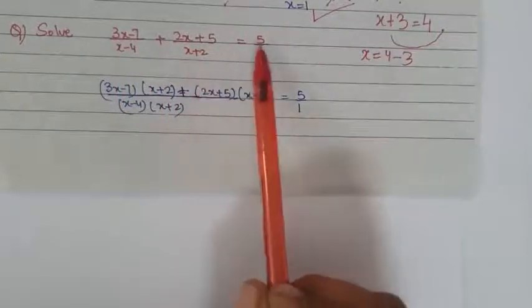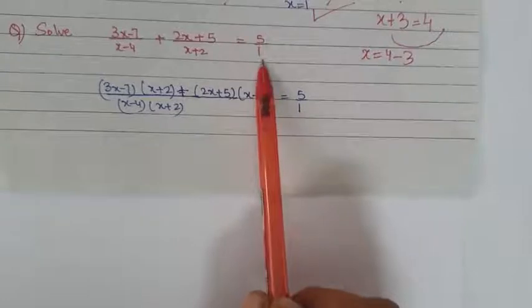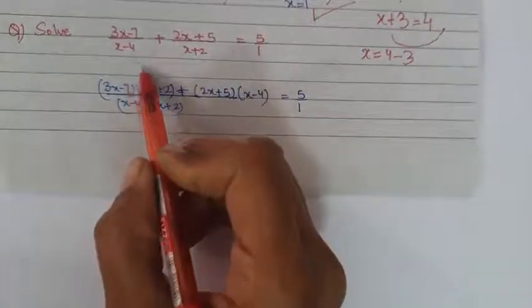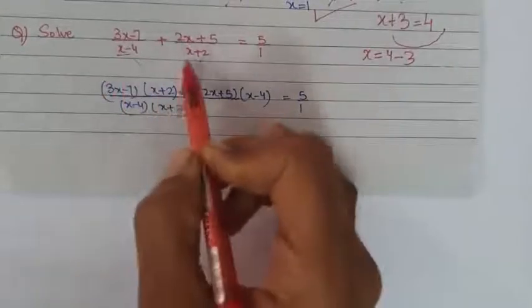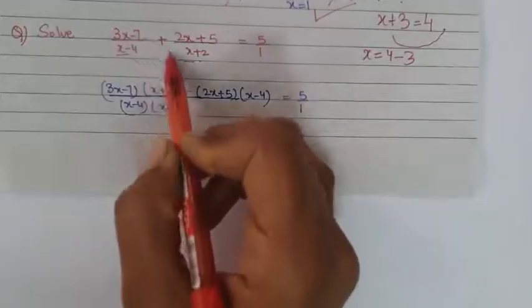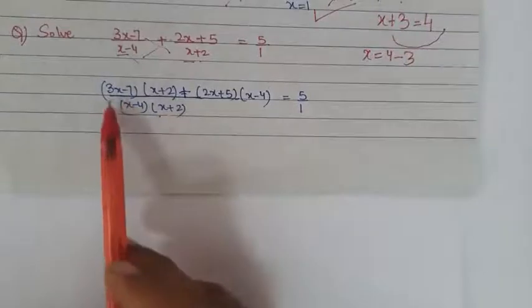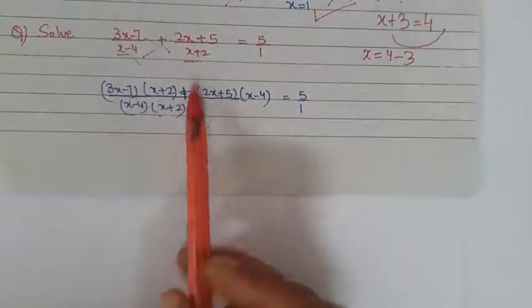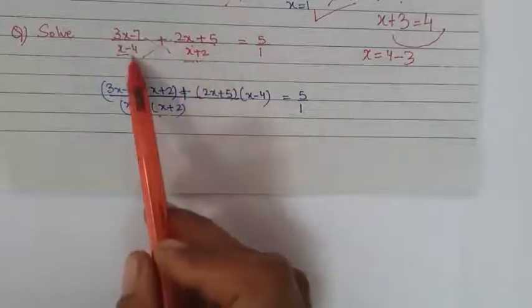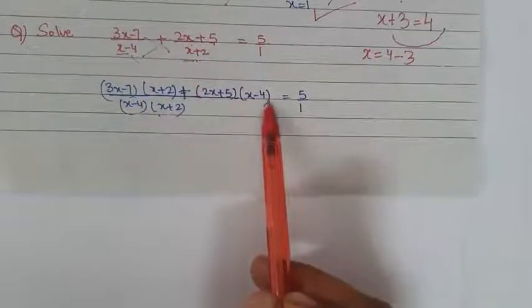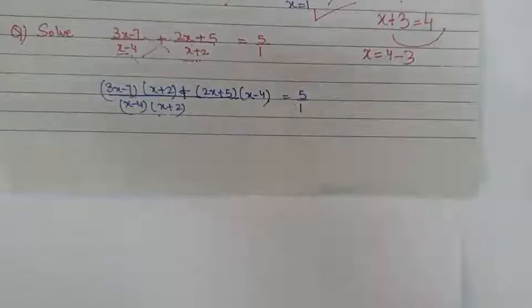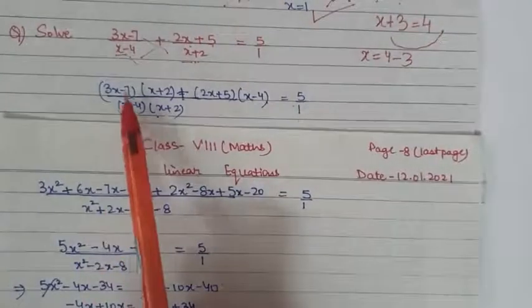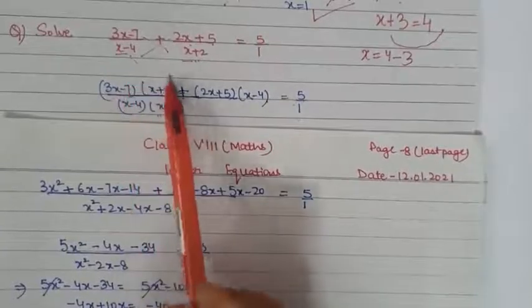Now the next question is (3x minus 7) upon (x minus 4) plus (2x plus 5) upon (x plus 2) is equal to 5 upon 1. Now again we will take the LCM, multiplying these two, then cross multiplication. (3x minus 7) into (x plus 2) plus (2x plus 5) into (x minus 4) is equal to 5 upon 1.